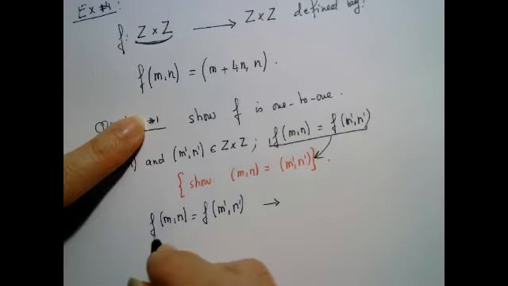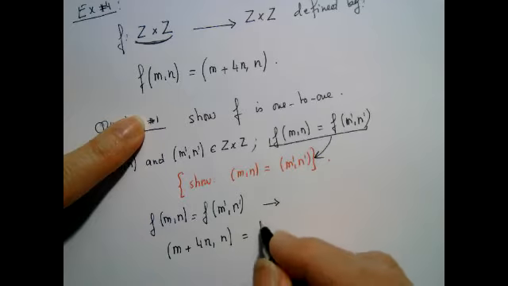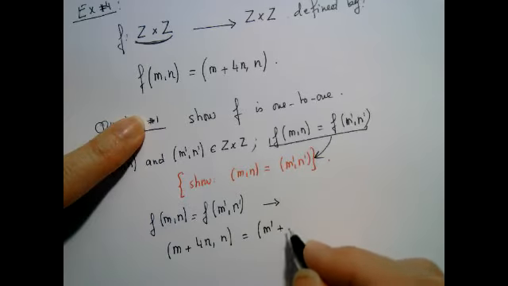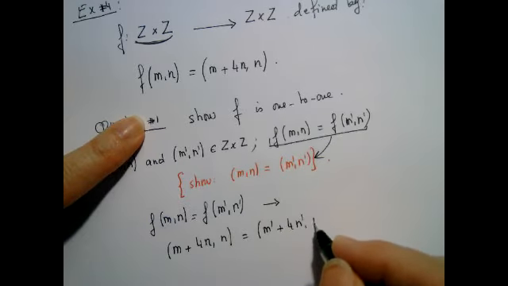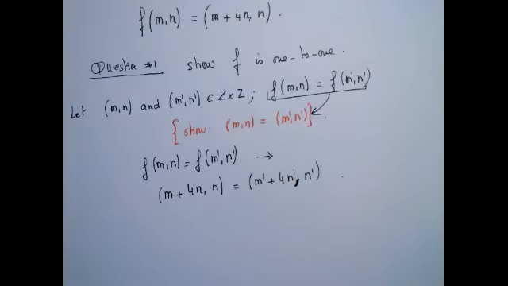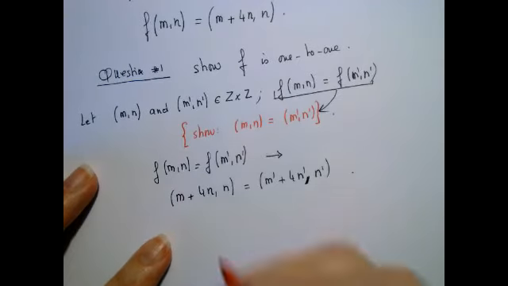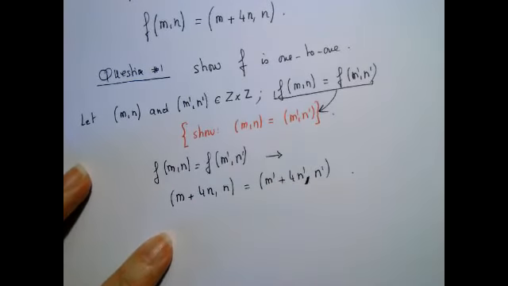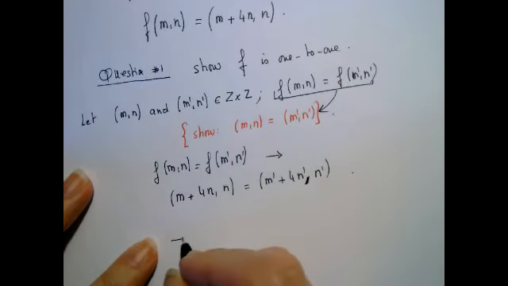Gives me that. What is f of (m, n)? It means m plus 4n. That equals m prime plus 4n prime. Okay. And now you have two ordered pairs. If those are equal, it's going to give me the following.